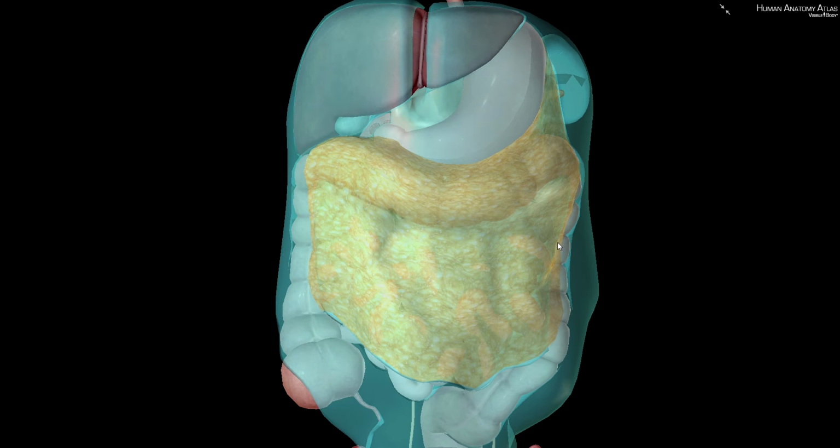Today let's demonstrate the anatomy of the peritoneum. So the peritoneum is the serous membrane which covers the abdominopelvic cavity. The blue color is the peritoneum. As you can see here, there are certain structures which have been just covered by this serous membrane.